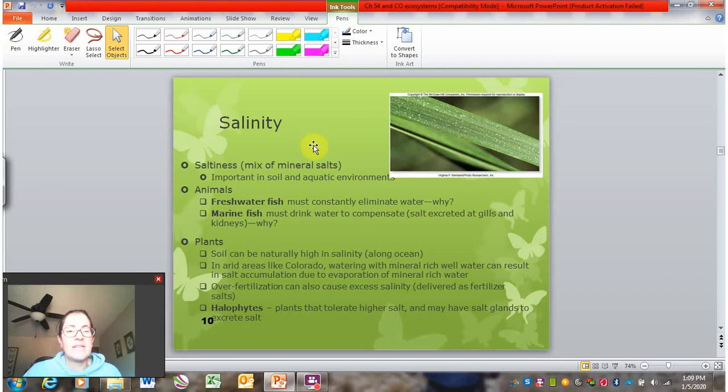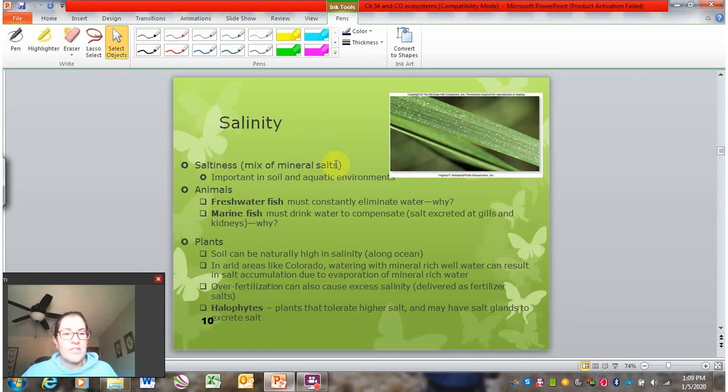All right, salinity is another physical feature of the environment. This is saltiness. Now, when you hear salt, you probably think of table salt, sodium chloride, but this is actually a reference not just to sodium chloride, but a whole host of other mineral salts that might be in the soil or in the water. So this can be things like phosphate ions, nitrogen-based ions, magnesium ions, calcium ions, zinc ions. There's all kinds of different ionic compounds that are present in water and soil that contribute to the overall saltiness.